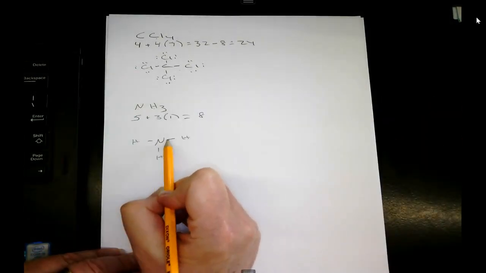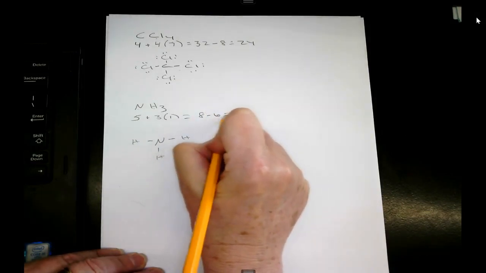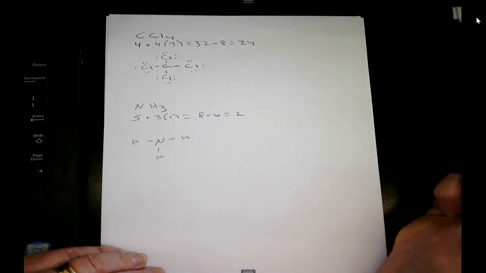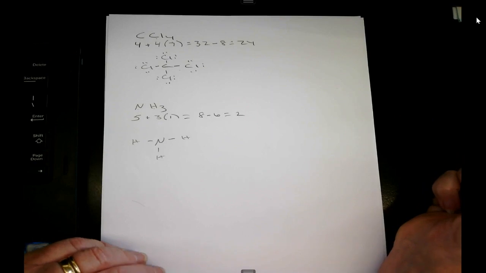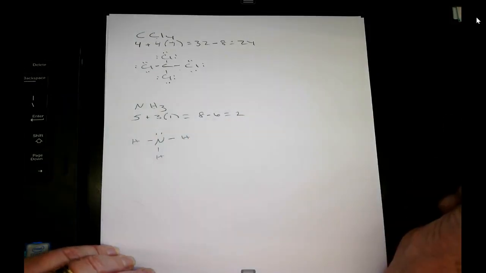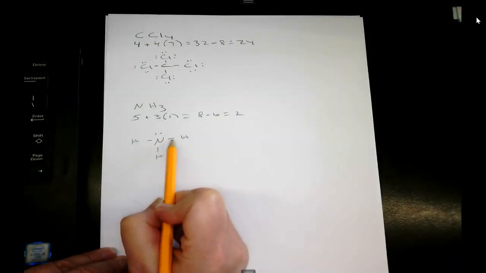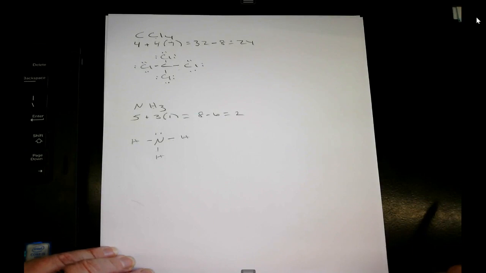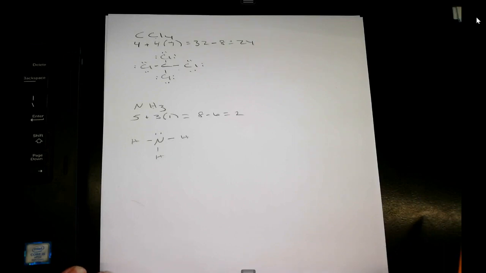That gives us 2, 4, 6 electrons. We've got 2 electrons left. The lone pair of electrons would go on nitrogen. So we've got 2, 4, 6, 8 electrons in our structure. Each hydrogen is stable with 2 electrons, and nitrogen is stable with 8 valence electrons.